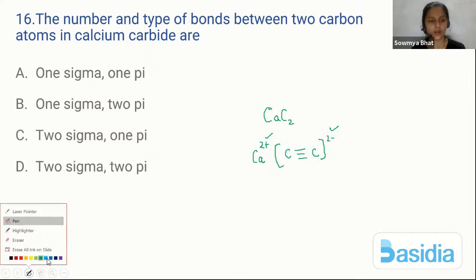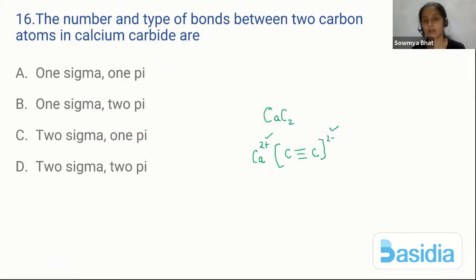And we all clearly know that whenever there is a triple bond, one of them should be a sigma and 2 of them should be pi. So 1 sigma and 2 pi bonds, the correct answer would be option B.